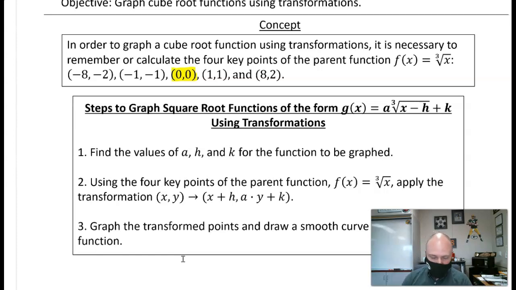So what we have to do first, find values of A, H, and K. What are the A, the H, and the K? And try to think about the effects. So that will help transform your graph.